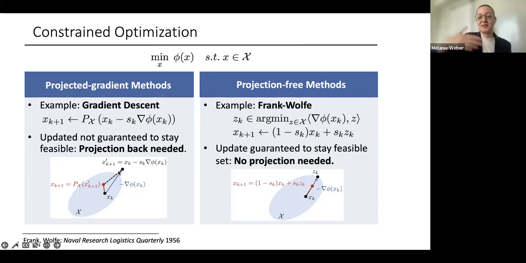So it might happen that we step out of it, and in that case, we have to project back onto that feasible region. So we have to compute some kind of projection. And then, of course, depending on the geometry of our constraint set, the geometry of our feasible region, that might be efficient, it might be possible to efficiently compute that, might be simple, or it might be very expensive.